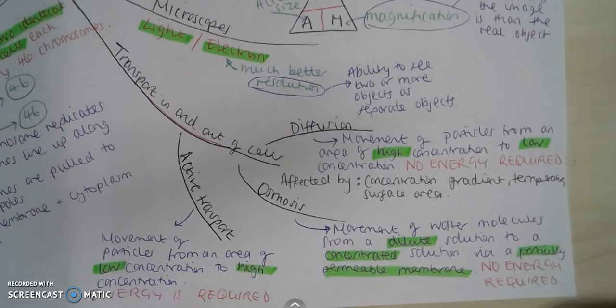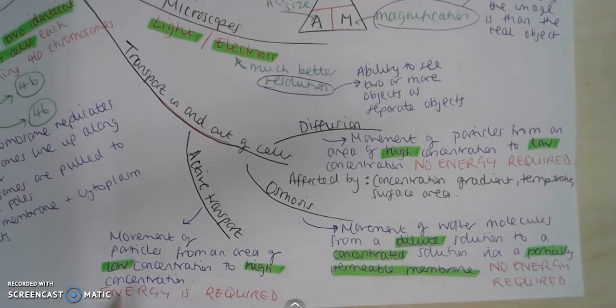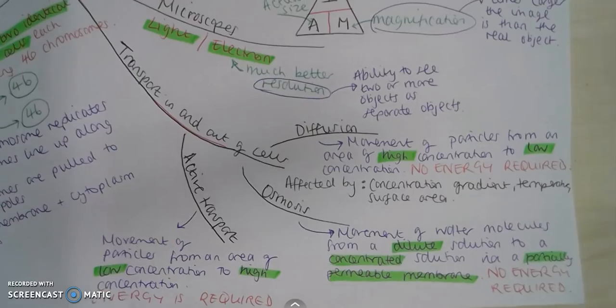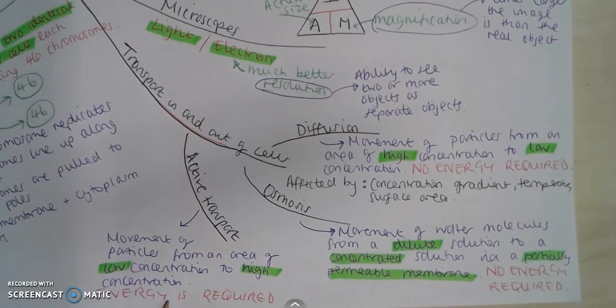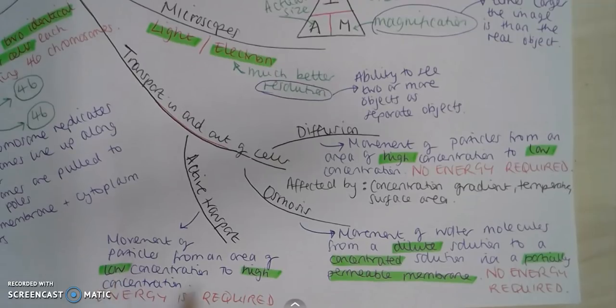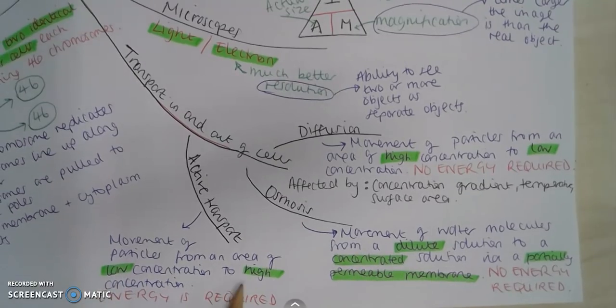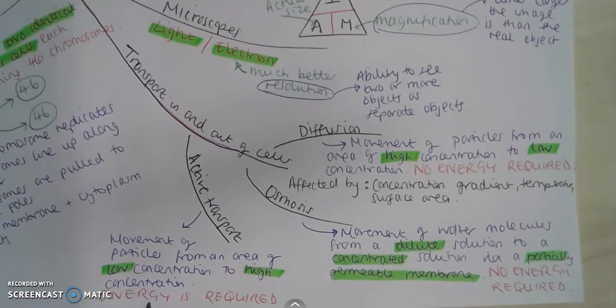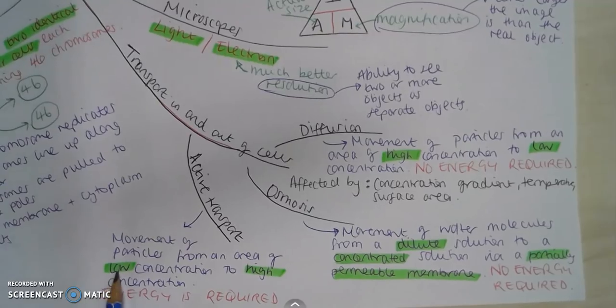Moving on to active transport then, this one is the one where energy is required, and that energy in active transport comes from respiration. So with active transport, you're talking about the movement of particles from an area of low concentration to high concentration. So it's going against what we call the concentration gradient, and it's the opposite of diffusion. Therefore, energy is required to force those particles to go against that concentration gradient, so moving from low to high.